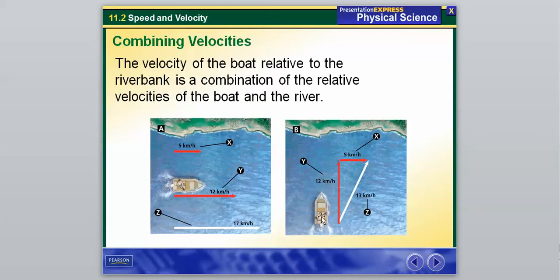Now, if our boat is traveling straight at the riverbank at 12 kilometers per hour, we have to take into account the 12 kilometers per hour that way, and we still take into account the 5 kilometers per hour going the other way. Now we have to use the Pythagorean theorem, like we did with distances. Our total velocity is this white line right here, so 5 squared plus 12 squared equals z squared, and z equals 13 kilometers per hour.